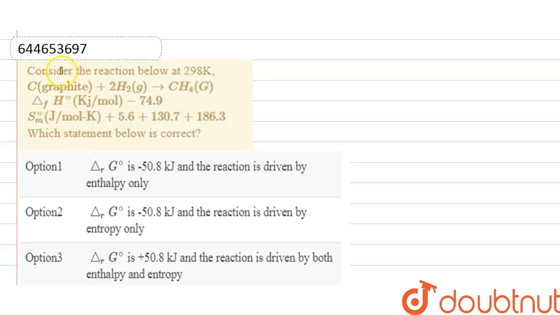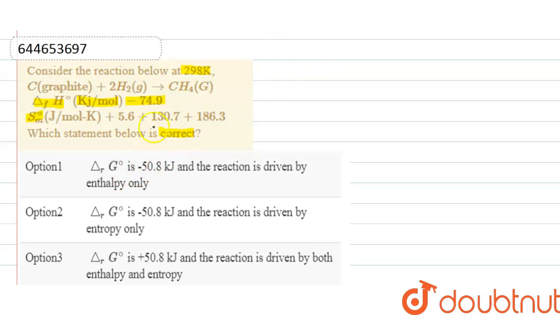Hello everyone. Here the question is, consider the reaction below at 298 Kelvin. Here the reaction is this one, and heat of formation is -74.9 kilojoule per mole. Entropies of carbon, hydrogen, and CH4 are given. So here, which of the following statement is correct?